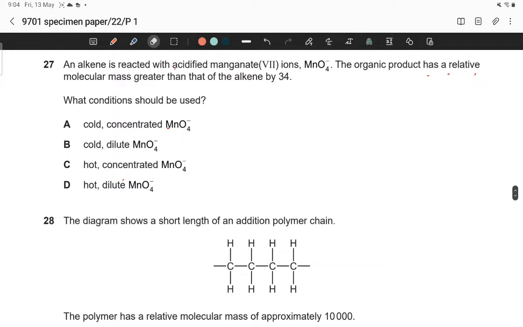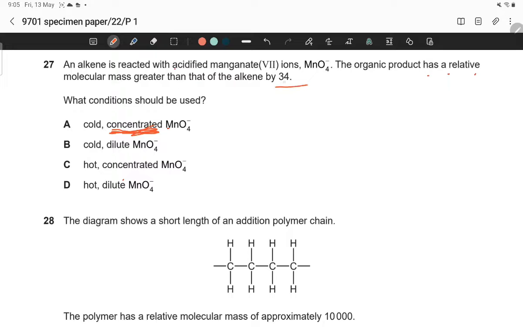Question number 27. An alkene is reacted with acidified manganate ions. The organic product has relative molecular mass greater than that of the alkene by 34. So what conditions should be used? Cold concentrated manganate ions. We cannot do this.